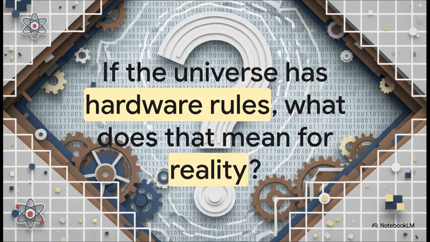Which leaves us with this final massive question. This framework paints a picture of a universe that acts like a computer, one that operates with very strict, very physical hardware rules about what can and cannot exist. So if that's true, what does that imply about the fundamental nature of our reality? It's a thought that really challenges the very foundation of everything we thought we knew about the cosmos.